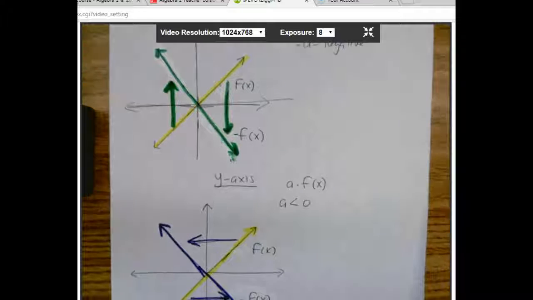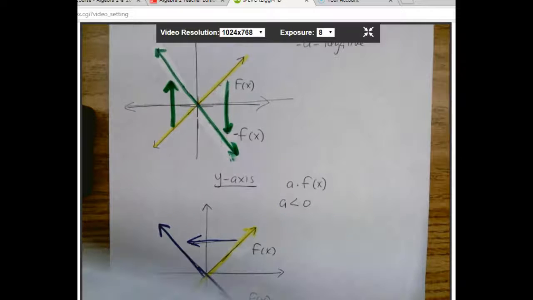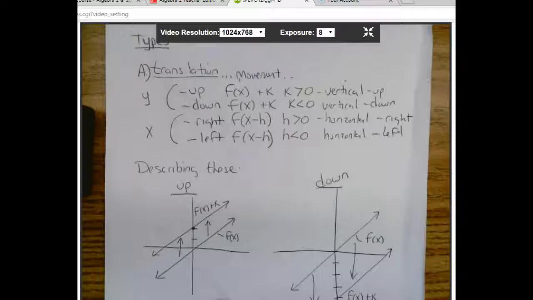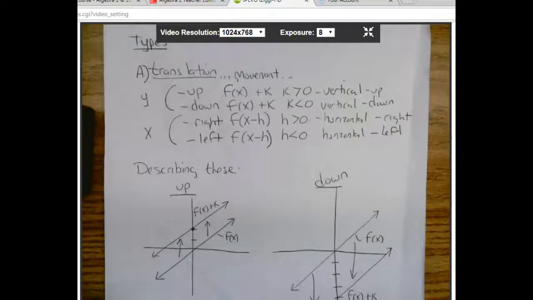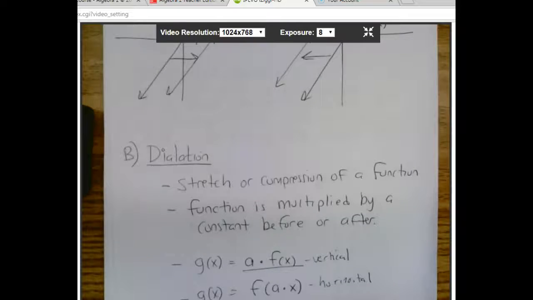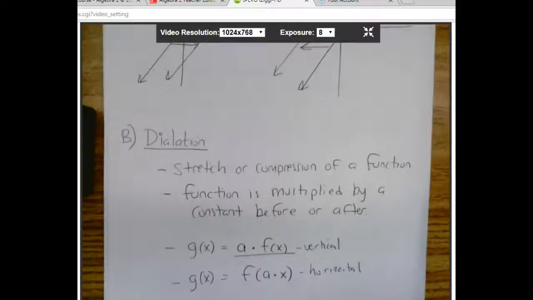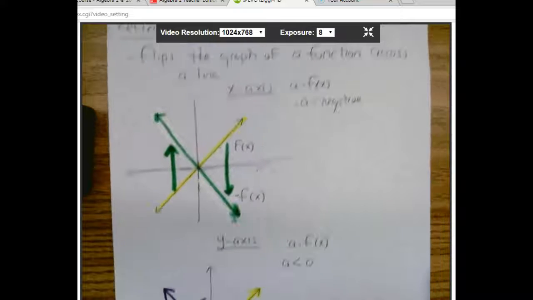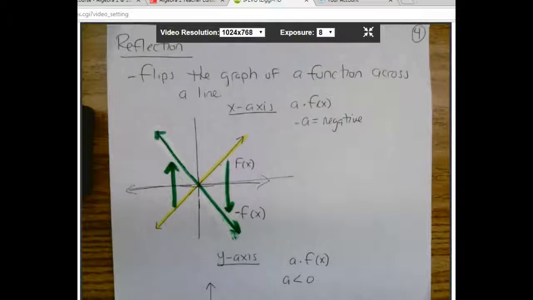And those are the three transformations we're going to look at. So again, just to review really quick, we have a translation, which is going to be up, down, right, or left. We have a dilation, which is going to be stretching it horizontally or vertically. And then we have the last one we did, a reflection. Okay? The way we tell these is the notation of the equation.